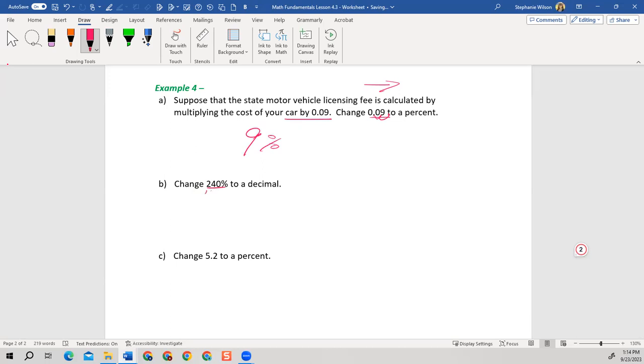Okay, this means I need to divide by 100% because it's in percent and we're undoing the percent. So you can move the decimal or divide by 100, 1, 2, so I get 2.4. We're going to put this one in percent, so that means you can multiply by 100%, or we can just move the decimal 1, 2.